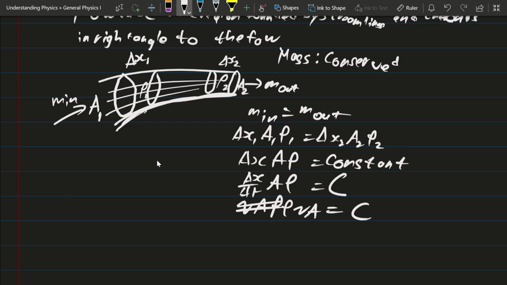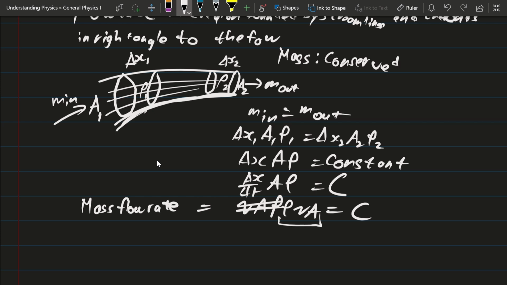So if you have a system, you know its density, you know its velocity, you know its area, and then you have the other point with a certain rho and a certain a, you could get the velocity, and vice versa for every single combination. So for any type of fluid, the rho times v times a should be constant. So that's the continuity equation. And this is the idea of a mass flow rate. This is what you call the mass flow rate.